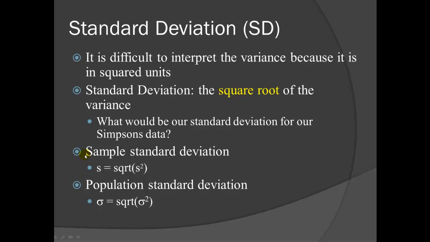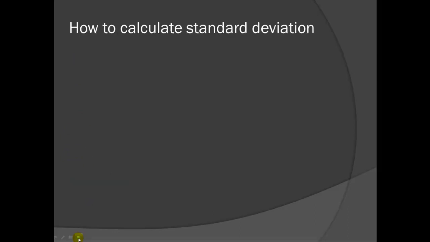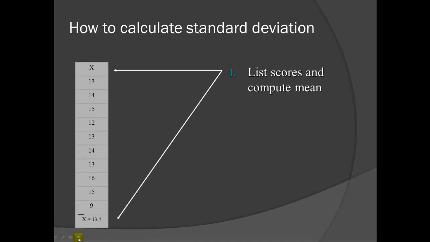But all you do to get the standard deviation is take the square root of your variance. So it's super simple to calculate once you've got your variance. So let's just go through this again. Same example we had before.